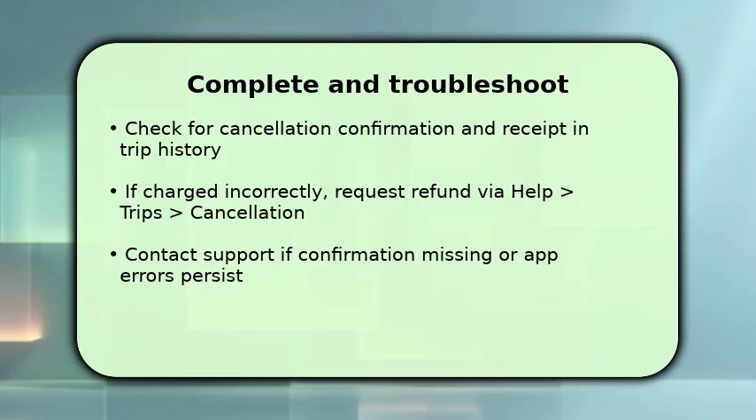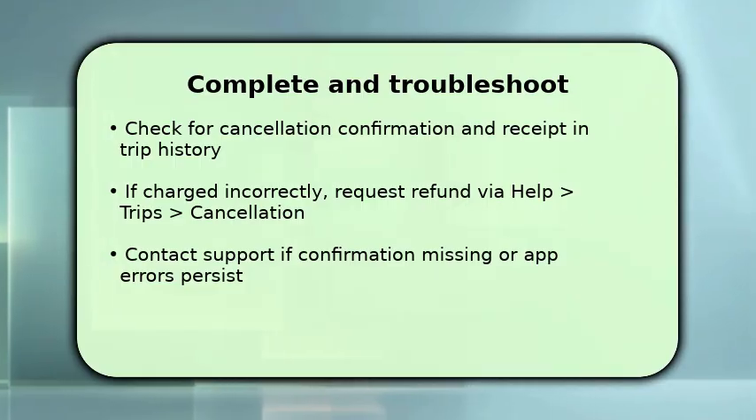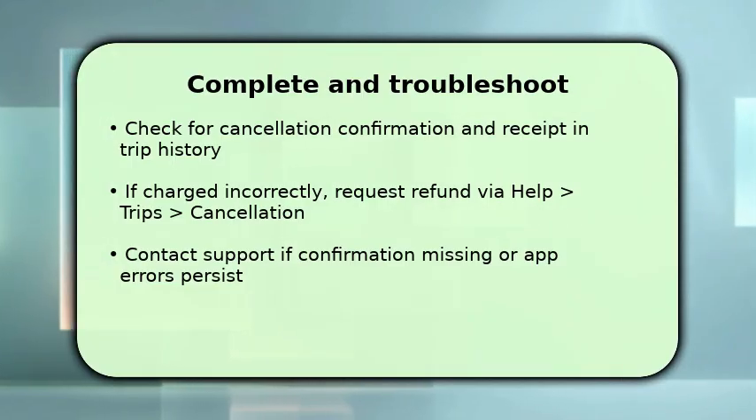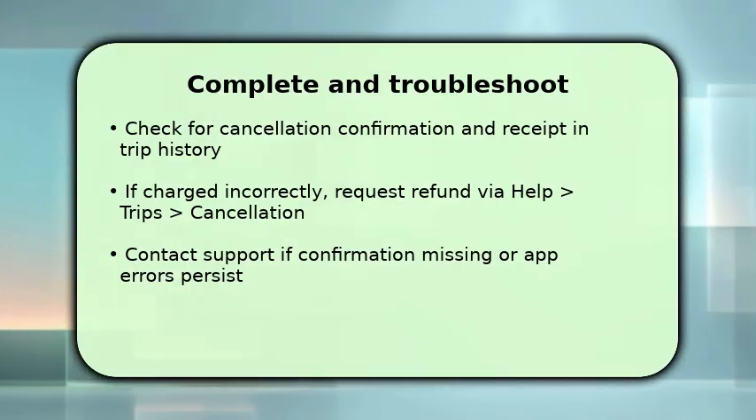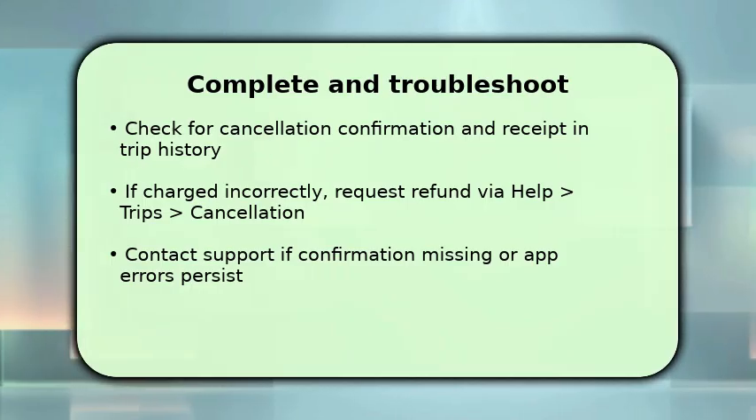If you were charged incorrectly, go to Help, choose Trips, find that reservation, and request a refund with a brief explanation and any screenshot. If the app fails to show confirmation or gives an error, restart the app, check connectivity, and then contact Uber support through Help or in-app chat. Keep your reservation details ready so they can resolve the issue quickly.